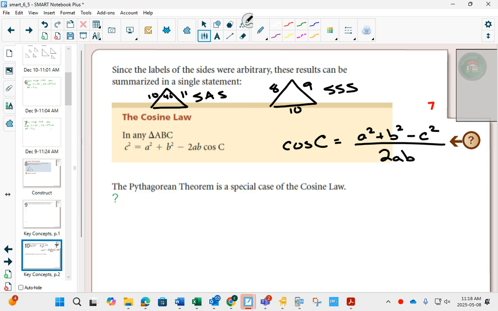And this is the different version of the cosine law. They're exactly the same, just someone decided to rearrange the equation to get cos c by itself. We're going to use this one when we want to find a side. And we're going to use this one when we want to find an angle. Because the angle's already by itself in the one, the side is already by itself.